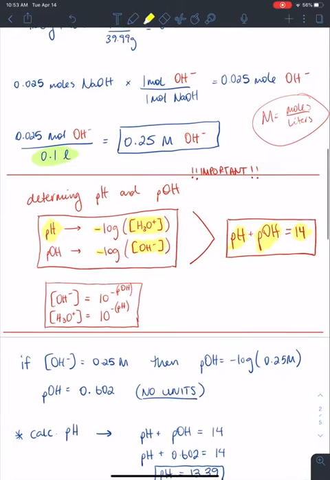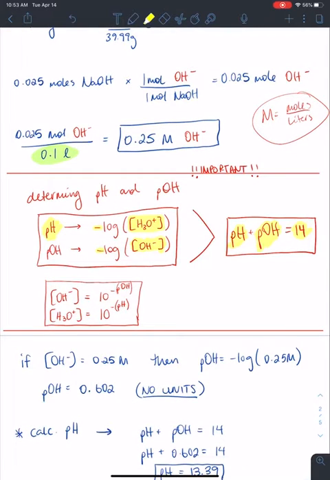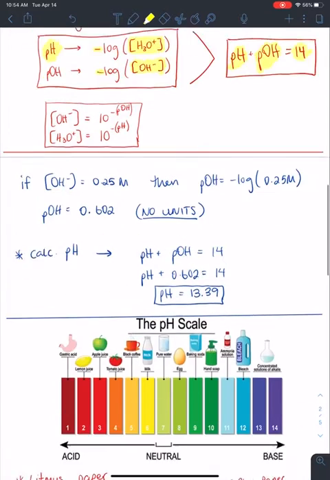Another thing we can do is go backwards and calculate the concentration of hydroxide anions if we already know the pOH. So hydroxide anion concentration is equal to 10 raised to the negative pOH. And hydronium ion concentration is equal to 10 raised to the negative pH. Now, if you're a little confused about hydronium ions, we'll talk about that in a minute.